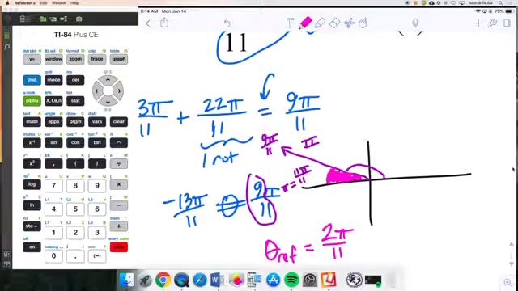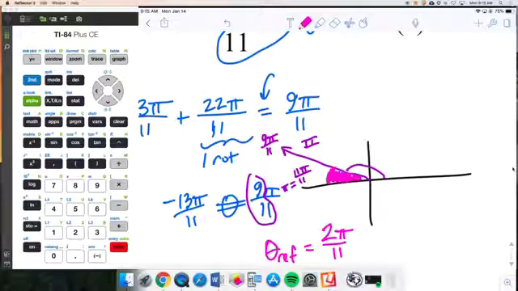We stopped at 9 pi 11ths. We need to get to the x-axis at 11. So again, 11 minus 9. That's what we're doing. 11 pi 11ths minus 9 pi 11ths. But you can do the math in your head. You're just like, oh, from 9 to 11, that's just 2, right? 2 pi 11ths.